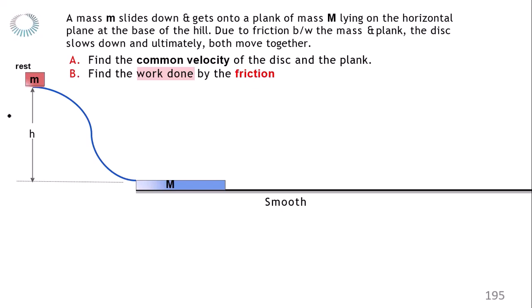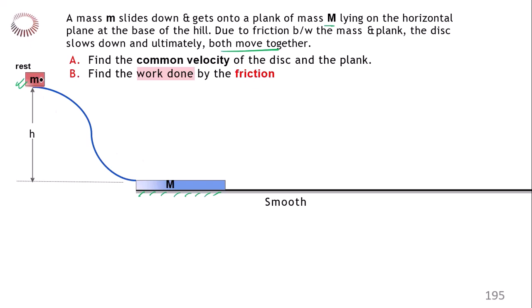There is a mass m which slides down and gets onto a plank of mass M. So small m mass is at rest, which slides down an inclined plane and ultimately touches the capital M at the base of the hill. Due to the friction between the mass and the plank, the disc slows down and ultimately both move together. That means they are moving combined. Okay. So the plank is rested on a smooth plane.